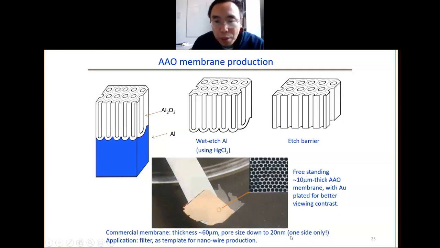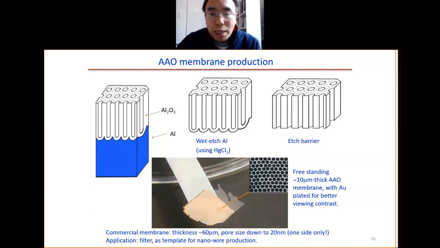But this 20 nanometer is only on one side. What do you have here? In this case, you see the top side of the pore is the same as the bottom side of the pore. But the filter you buy, I know a professor from mechanical engineering who bought the filter and found out that he wanted to use 20 nanometer pores, but it's only on one side. The other side has bigger pores.